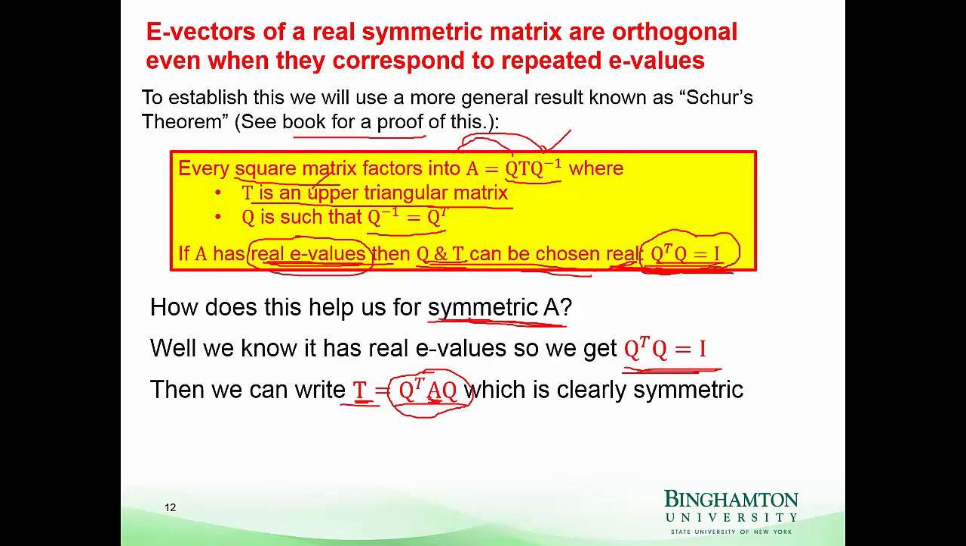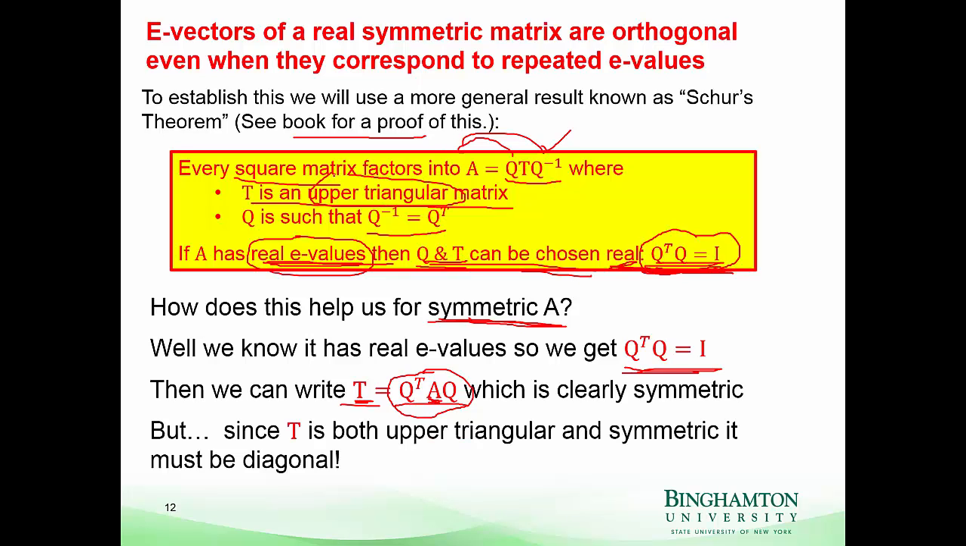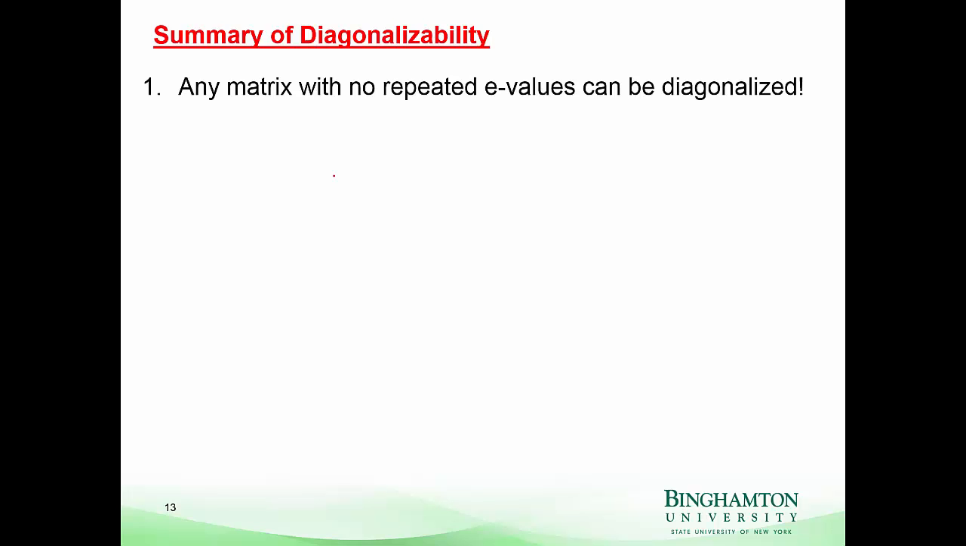But we know it's upper triangular as well. So think about it. Something that is both upper triangular and symmetric, the only way that can happen is it has to be diagonal. So we didn't prove Schur's theorem, but we proved that Schur's theorem implies that every real symmetric matrix is diagonalizable, even if it has repeated eigenvalues. So let's summarize all this stuff.